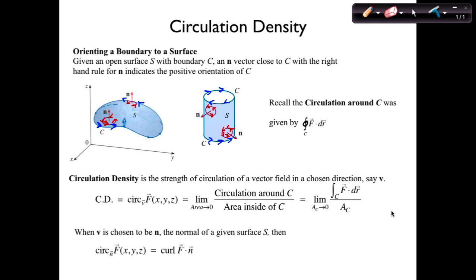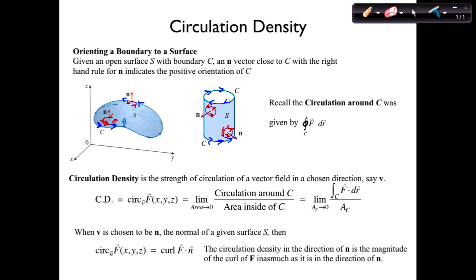So circulation density is the same as curl, and so if we want the circulation density in the direction of n, we're going to take the dot product with the curl and n, so we get as much of the curl as is in the direction of n. Okay, does this make sense? Any questions?